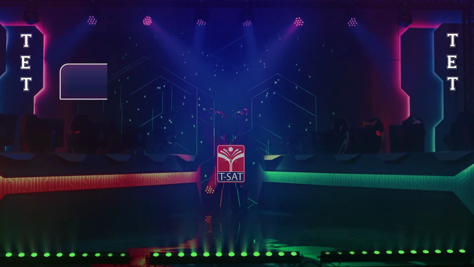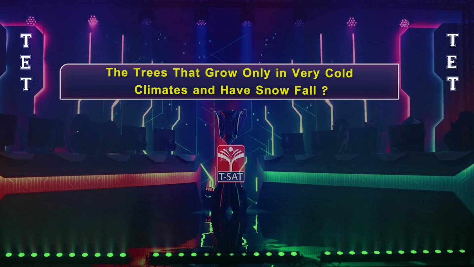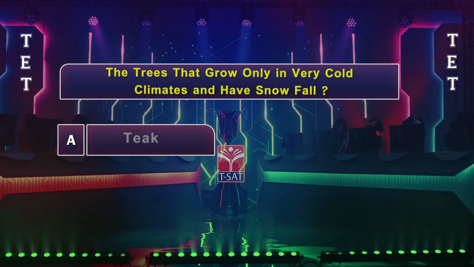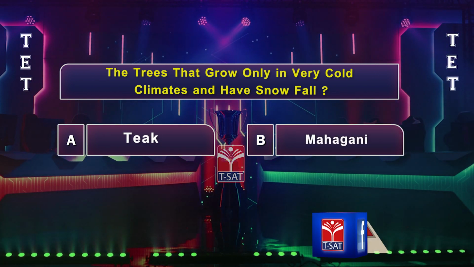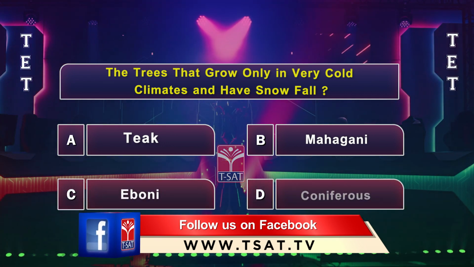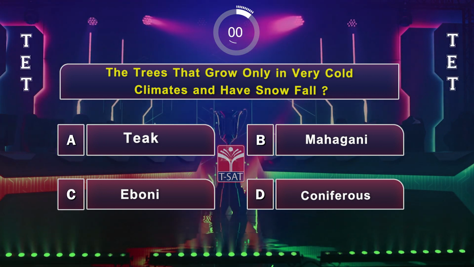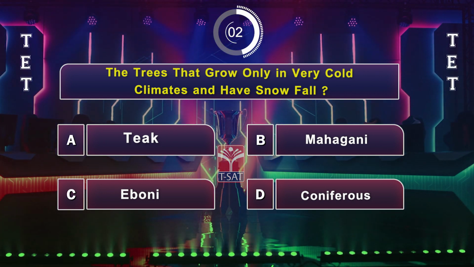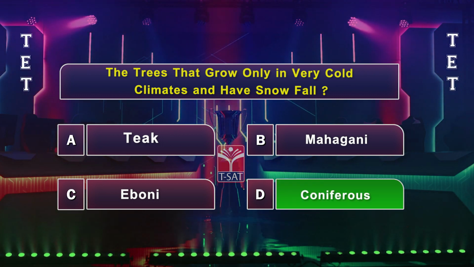25th question. The trees that grow only in very cold climates and have snowfall. Option A, Teak. Option B, Mahogany. Option C, Ebony. Option D, Coniferous. Your time starts now. The correct answer is option D, Coniferous.